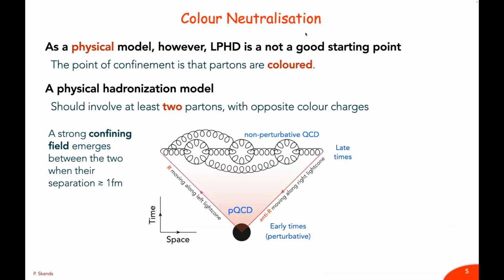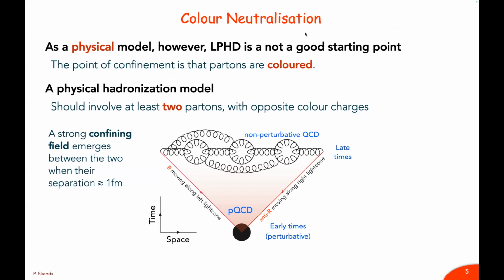Now, of course, as a physical model, local parton-hadron duality doesn't make any sense. We took a parton, which has color, and we turned it into a bunch of hadrons, which don't have color. So we've just violated color conservation. If there's anything that you really want in QCD, it would be color conservation.